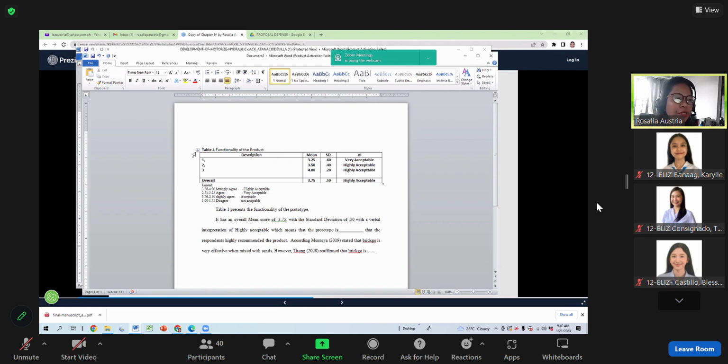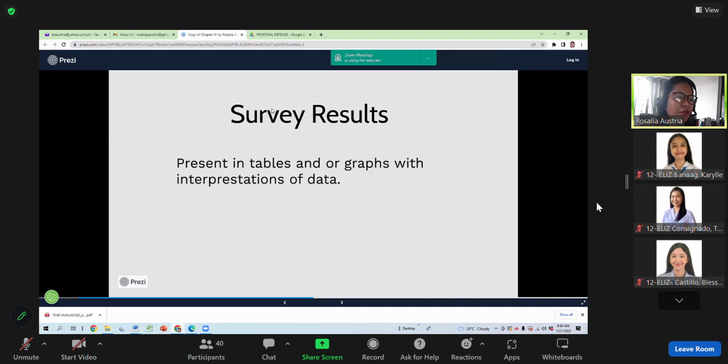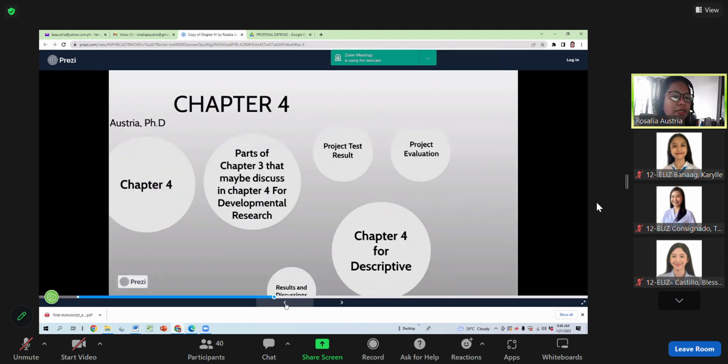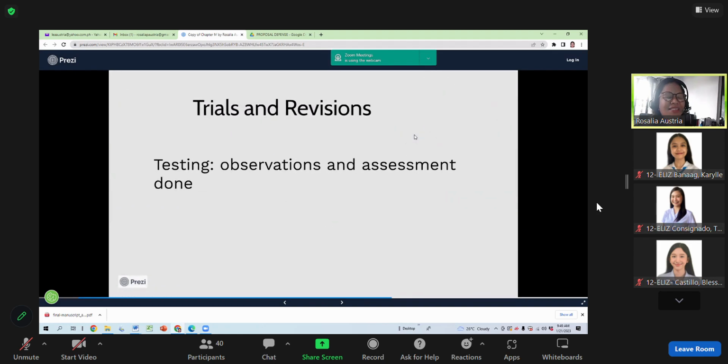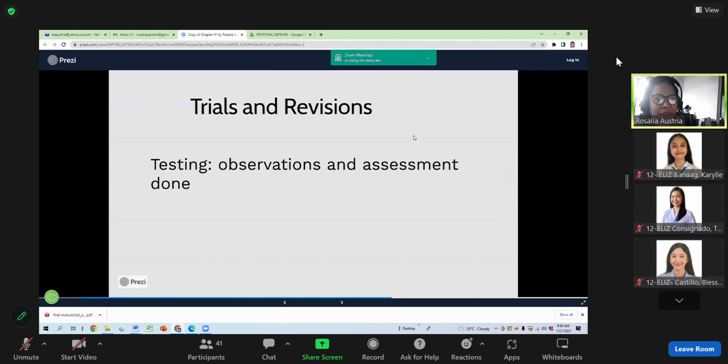Okay, now be sure na tama yung inyong table na ginawa. Saan nyo kukunin yan? It should be based from the data matrix that you already have. So, yun yung pinag-gatheran ninyo ng inyong survey questionnaire. Take note, magkaiba po ang survey results saan? Sa project test results. So, take note ha, ang developmental research ay mayroong trials and revisions.